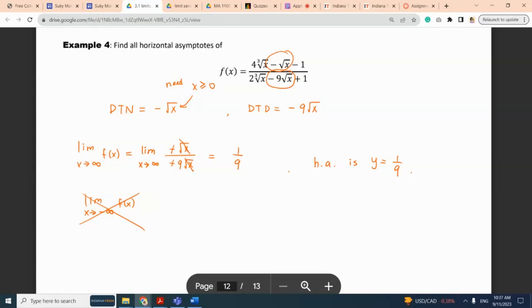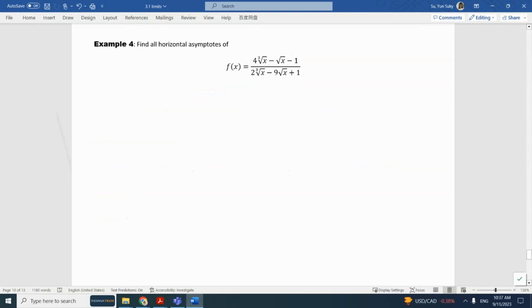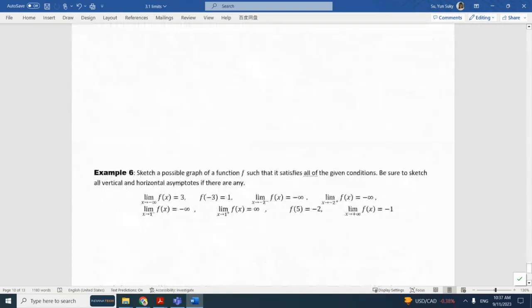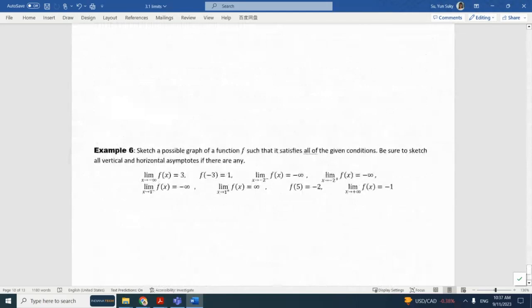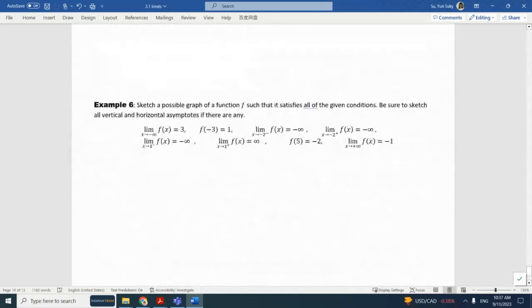We get 1/9. But when you try to make x go to minus infinity, look at square root. The x can only be positive or 0. You don't have the chance to go to minus infinity, so you don't need to consider this. So the horizontal asymptote is y equals 1/9. And that's it. Okay? Next one, let's go to example 6 because example 6 is harder than example 5. Let's do 6 together and then you do example 5.